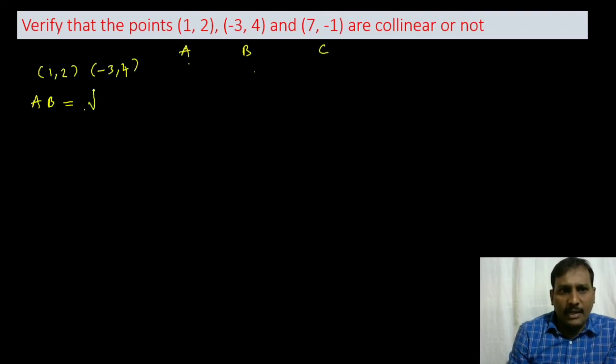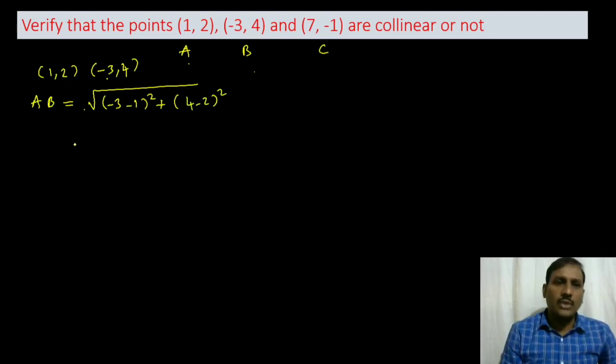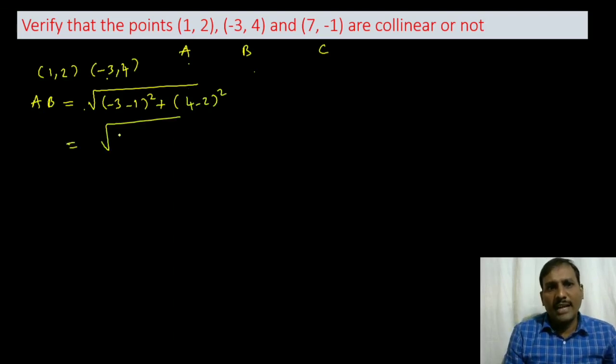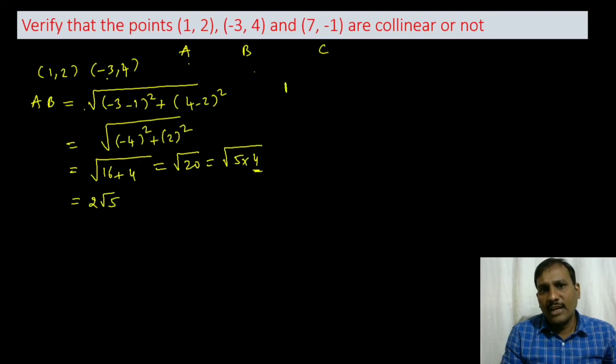Now AB is the square root of (x2 minus x1) whole square plus (y2 minus y1) whole square. That is the square root of (-3 minus 1) whole square, which is (-4) square, plus (4 minus 2) whole square. So 4 square is 16 plus 2 square is 4, that is root 20. If you simplify, this will be 5 into 4. Root 4 is 2. So 2 root 5. This is AB.